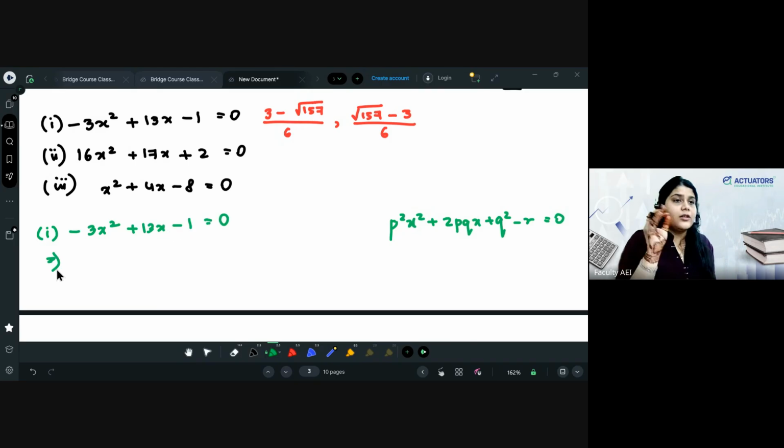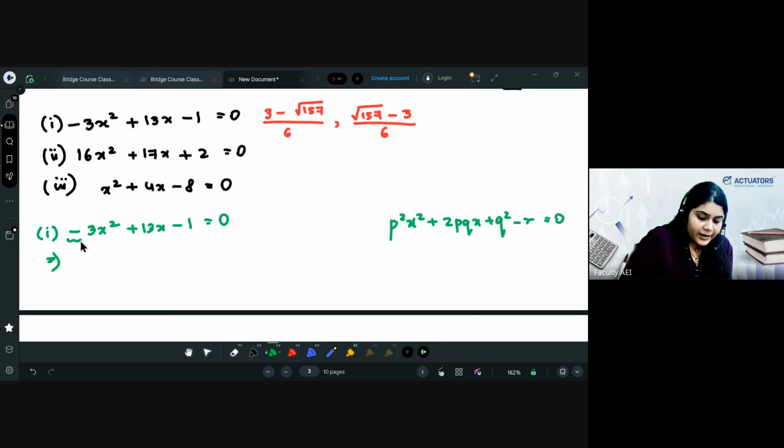So first of all, our term needs to be p square x square, right? So we can't have a minus 3 sitting here because no matter what the term is, a square can never be negative. So what do we need to do? We need to make it positive. How do we make an equation positive? The other side is 0, so we can multiply or divide whatever on both sides. So let's multiply across by -1. Once we multiply by -1, all signs of this equation will change. Okay, that is the first step.